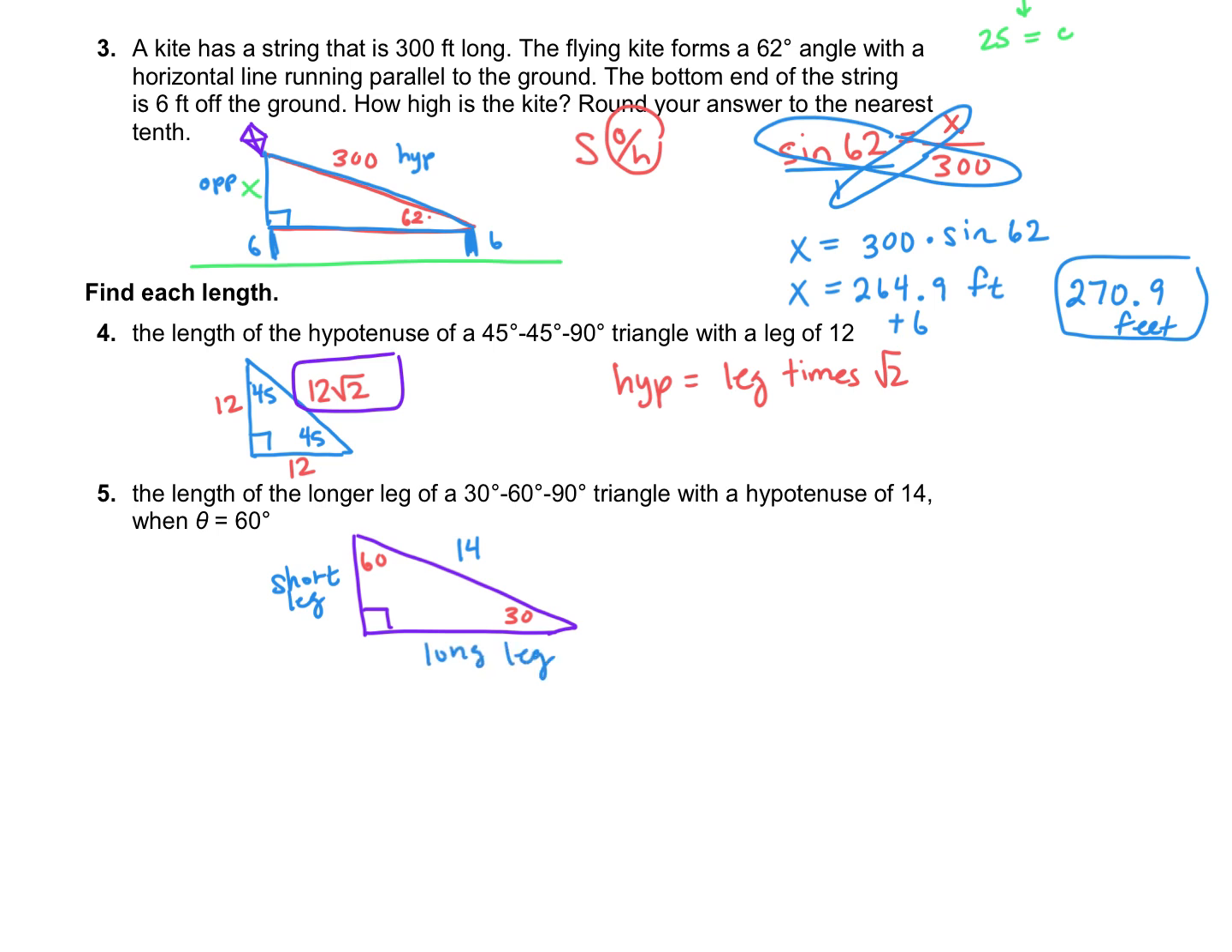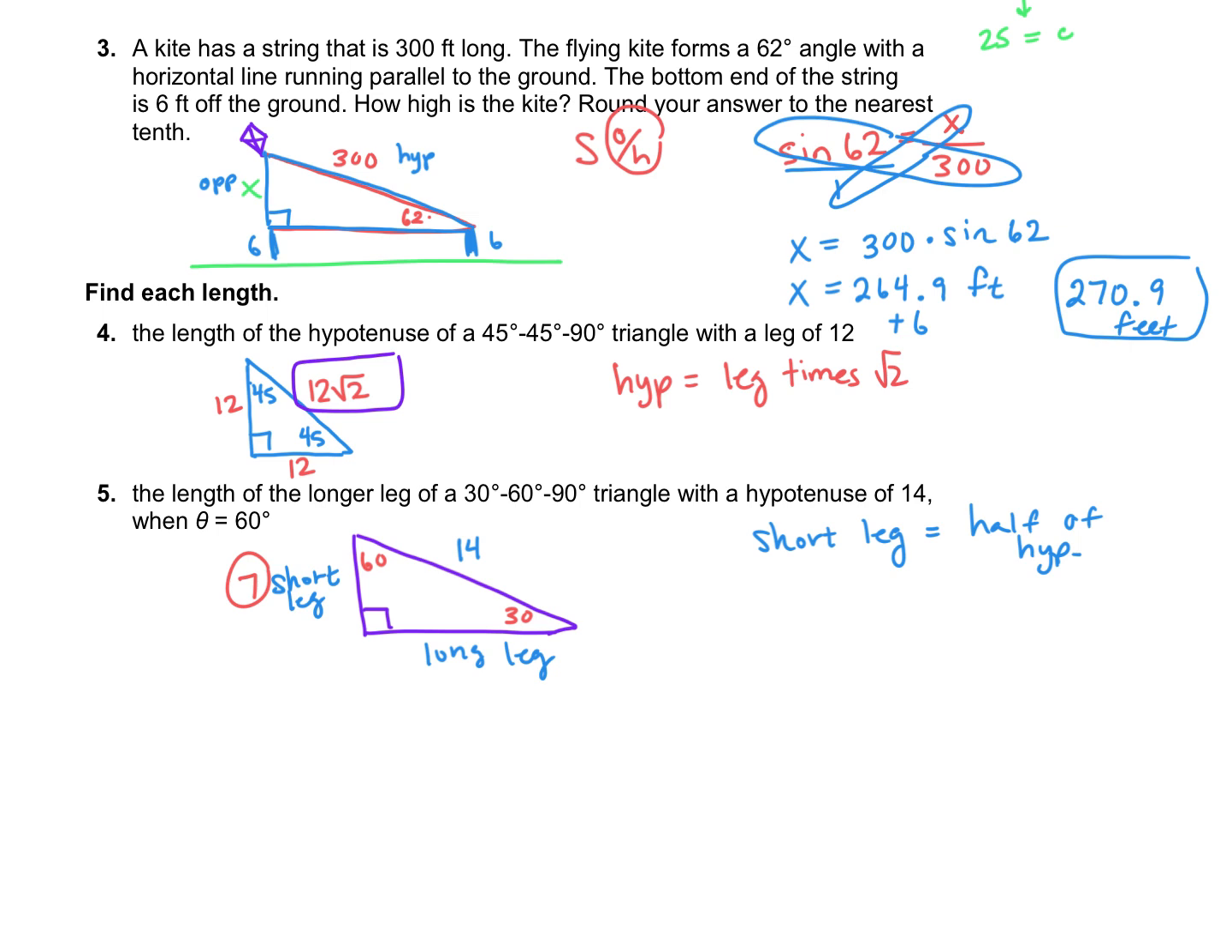All right, so I said that there are some relationships we can remember. The short leg is equal to half of the hypotenuse. So that's the relationship between the short leg and the hypotenuse. Short leg is half of the hypotenuse. So if you know the hypotenuse, we're just going to take half of it to get the short leg. So our hypotenuse is 14. The short leg, half of that is 7. So we've got our short leg.